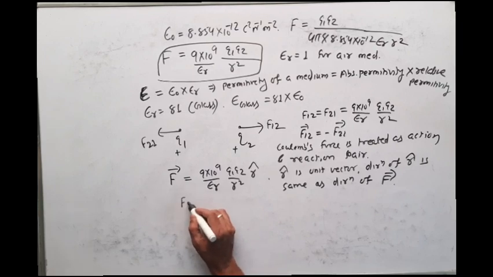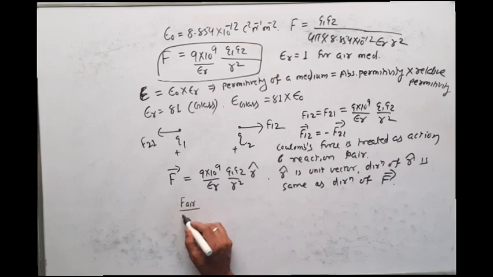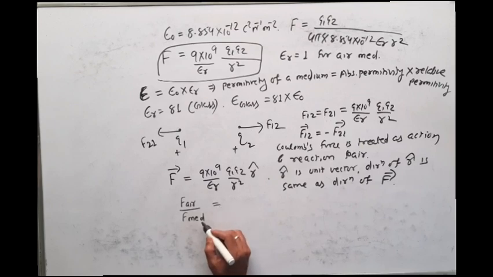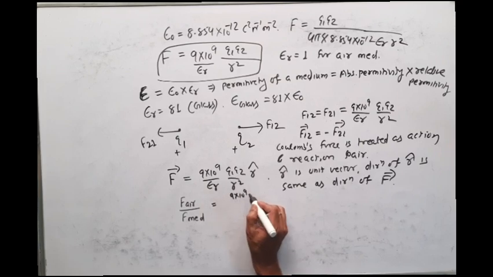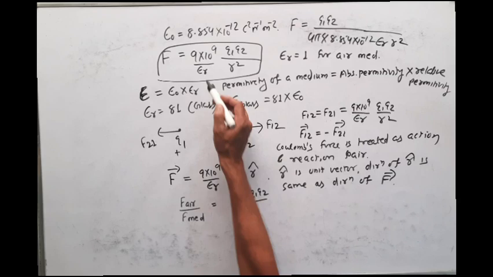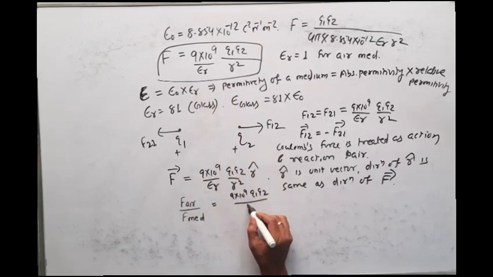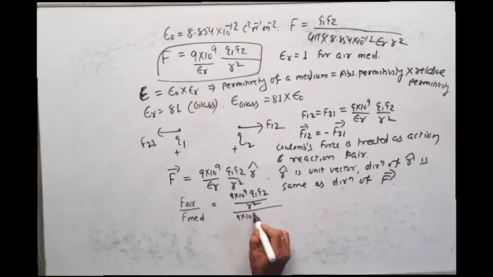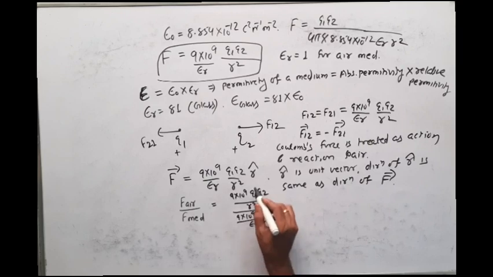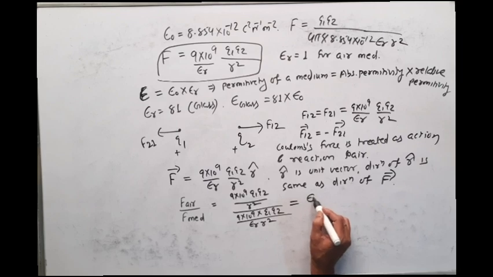Now suppose we calculate the ratio of force in air medium to the force in any other medium. Force in air medium is 9 × 10 to the power 9 Q1 Q2 by r square, with epsilon r equal to 1 for air, divided by force in any medium, which is 9 × 10 to the power 9 into Q1 Q2 divided by epsilon r into r square. If we take the ratio, epsilon r will go to this.